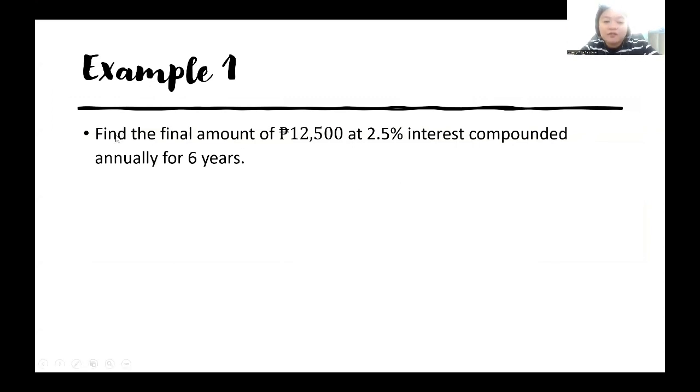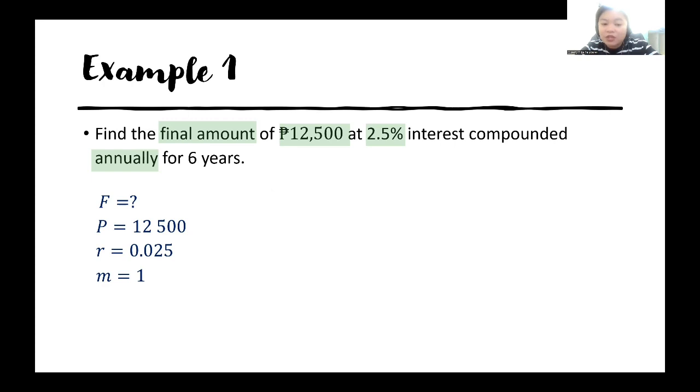Okay, so first is find the final amount of 12,500 at 2.5% interest compounded annually for 6 years. Okay, so we have here, what we're looking for is the final amount. So we're looking for the F. Okay, and then we have here 12,500. So that is our principal. Okay, and then we have, of course, 2.5. So in decimal form, that's 0.025 as our rate. And then we have annually. So this would mean that M is equal to 1. Okay, and for 6 years, then your time is equal to 6 years.